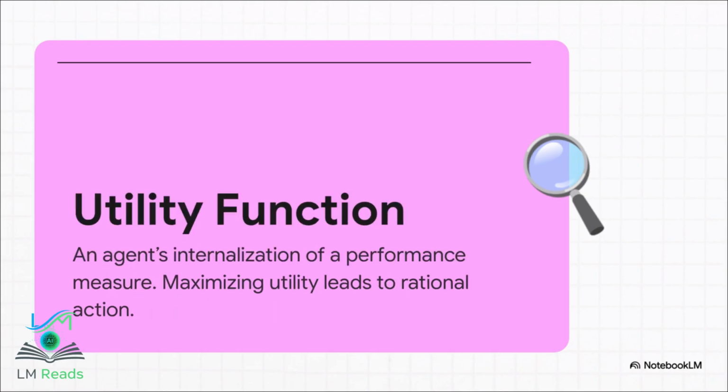But that begs a big question, right? How does an agent even know what the best result is? Well, that's where something called a utility function comes in. Think of it like the agent's internal scorecard, its personal definition of success. For a chess AI, utility is simple: win the game. For a delivery drone, it's probably a mix of speed and safety. A rational agent is simply a utility maximizer. It always chooses the action it believes will lead to the highest score according to that function.